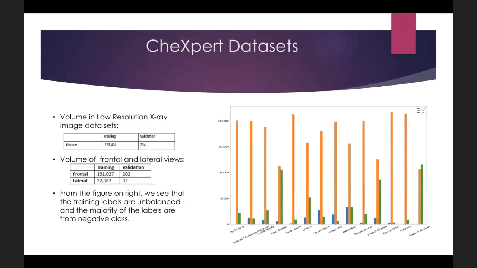As you can see on the slide, the volumes of the data set are shown, and the volumes of frontal and lateral views are shown. As also shown, the training labels are highly unbalanced, and the majority of the labels are from the negative class. Next, please.